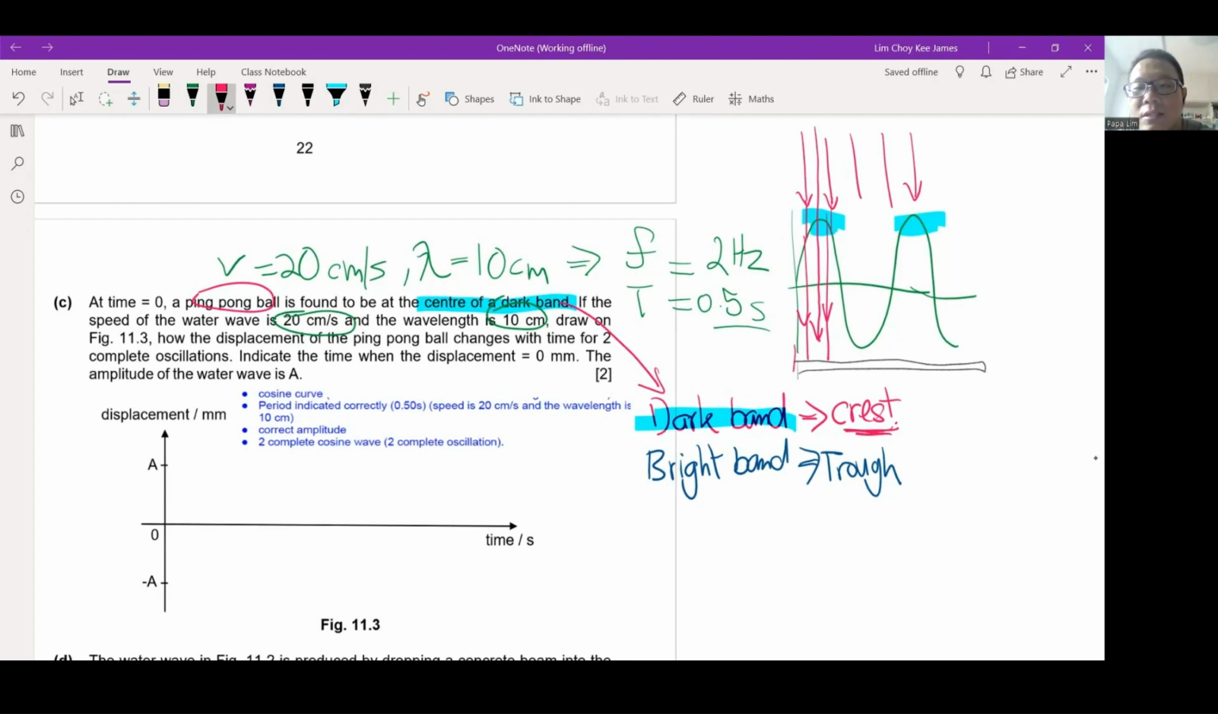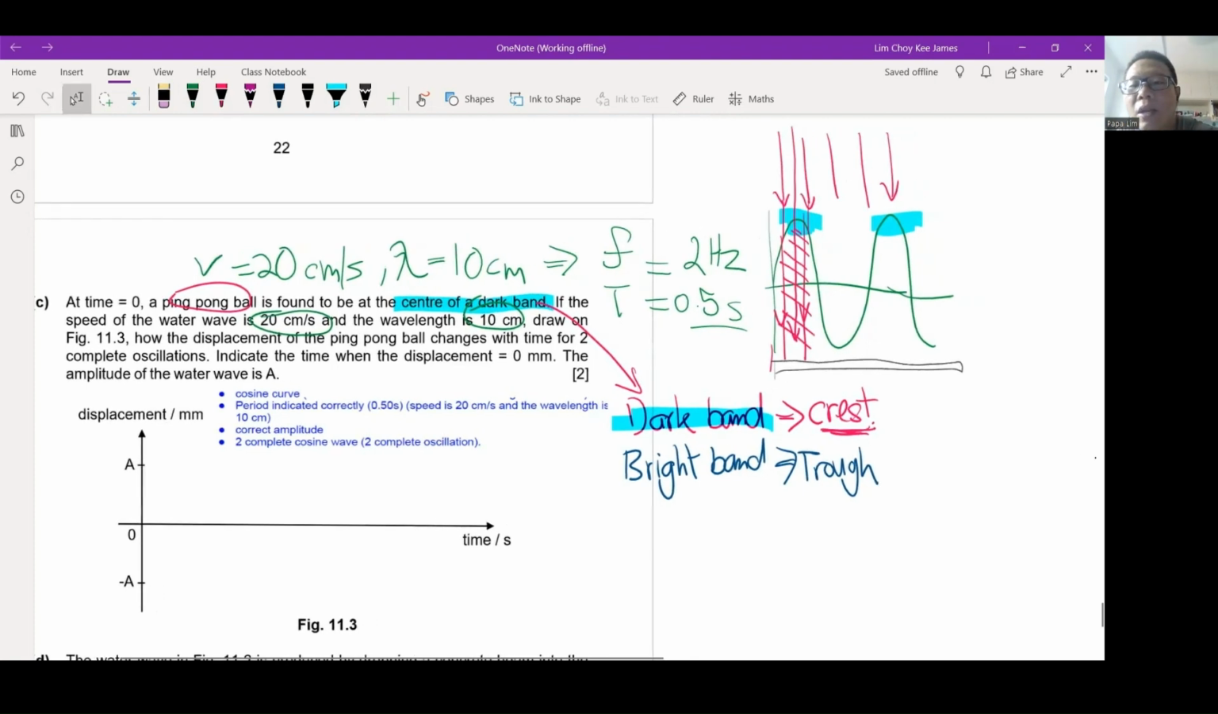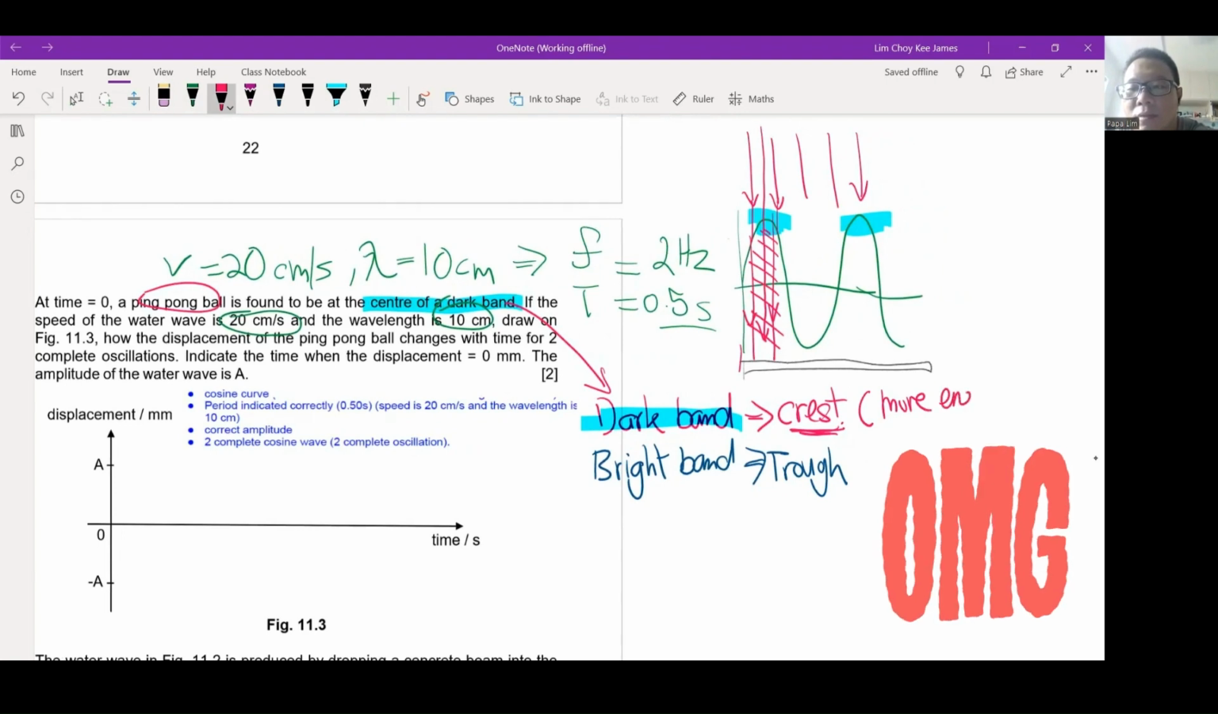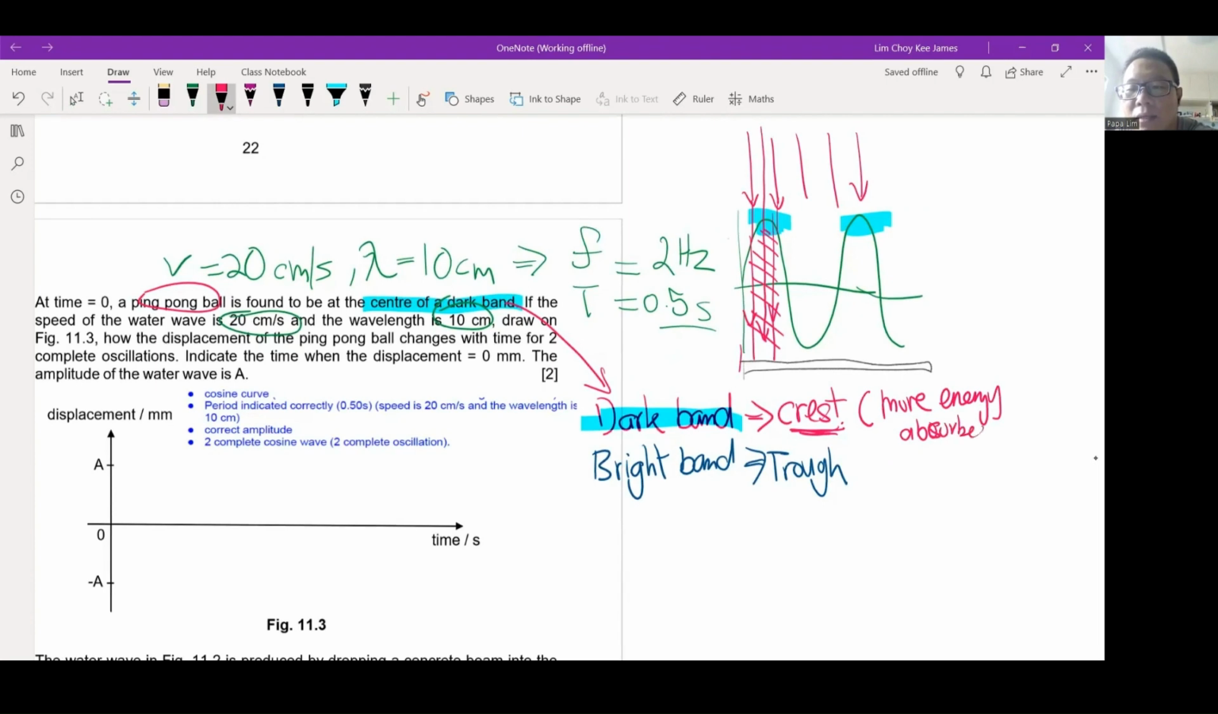So upon the crest, you'll find that it has to go through a large portion of the water wave. And because of the large portion of water, more light ray is absorbed, or more energy is absorbed. And when more energy is absorbed, the outcome will be a dark band. So most of the solar energy is absorbed by the water wave, and as a result, the amount of energy that reaches the floor is minimum. Because of that, you will encounter this dark region here.